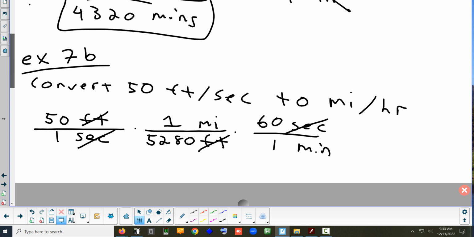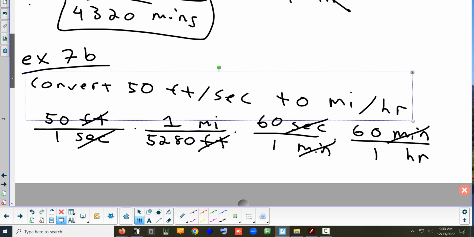Okay, now we have miles per minute. So now we're going to go one more step. We want to change minutes to hours. Where would minutes go? Yep. Up top. Hours would go in the bottom. And there were 60 minutes in an hour. And when you're done, check what you're left with. Miles in the top, hours in the bottom, and that's what they want, miles per hour.